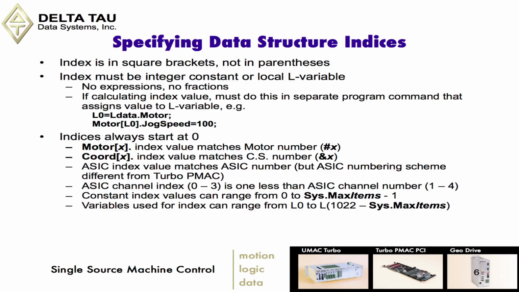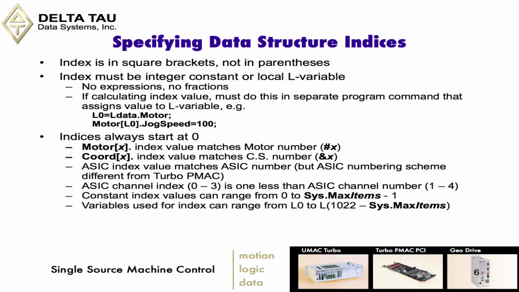The ASIC index value matches the ASIC number, but the ASIC numbering scheme is different from that in Turbo PMAC, and we'll see this as we go along. The gate 1 and gate 2 indexes aren't the kind of indexes you would see on the gate 3 and the IO gate. Gate 3 and IO gate always go 0, 1, 2, 3, 4, and so on, whereas gate 1 and gate 2 are just a little bit different. Gate 2, for the most part, will follow that numbering scheme, but definitely gate 1 will not. And we'll see that a little bit later on.